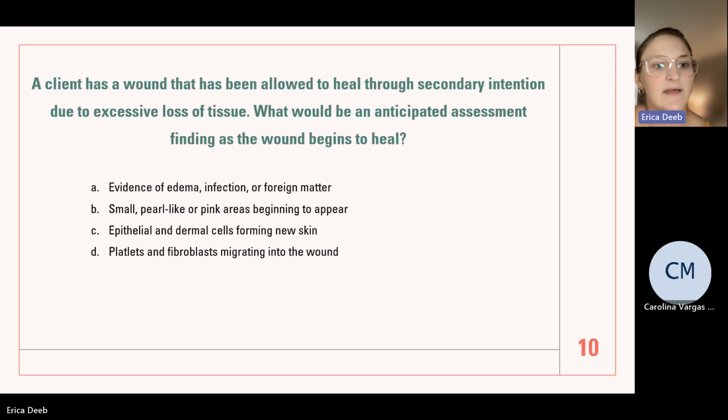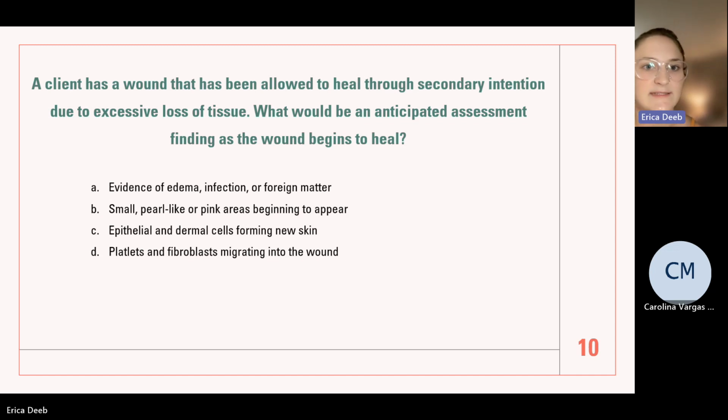Number 10, a client has a wound that has been allowed to heal through secondary intention due to excessive loss of tissue. What would be an anticipated assessment finding as the wound begins to heal? A, evidence of edema, infection, or foreign matter. B, small pearl-like or pink areas beginning to appear. C, epithelial and dermal cells forming new skin. And D, platelets and fibroblasts migrating to the wound.